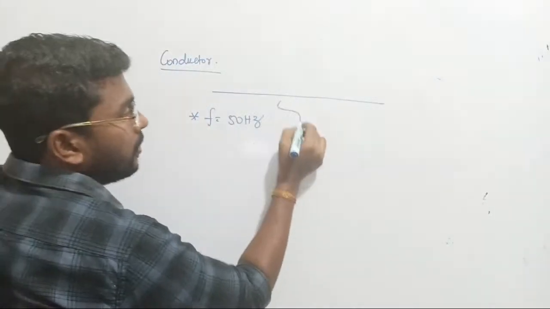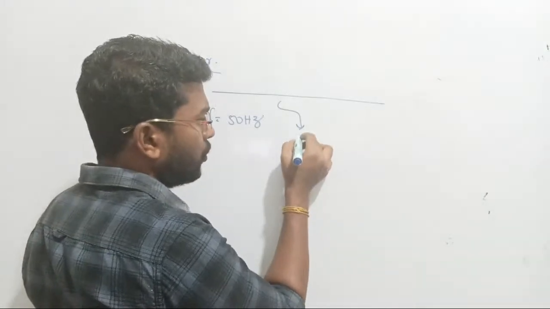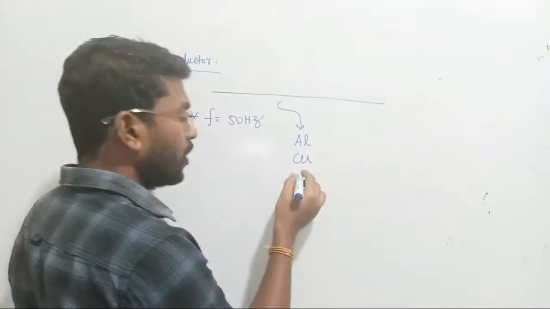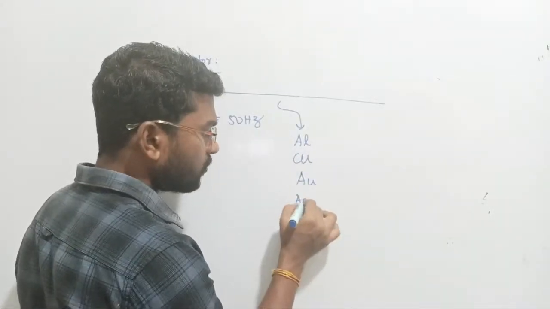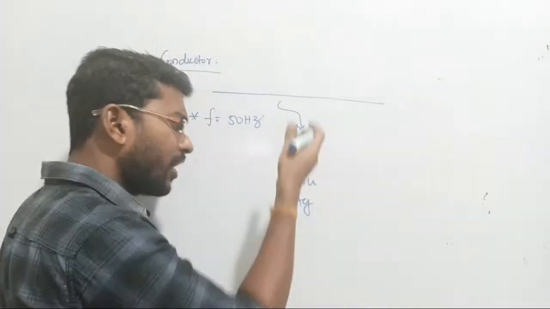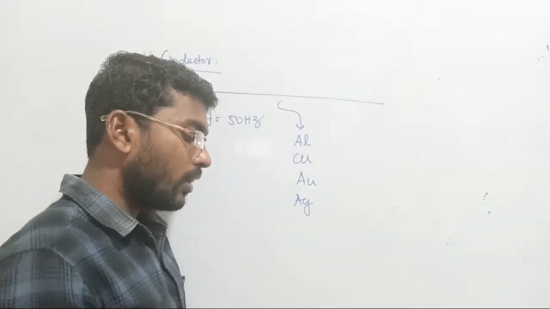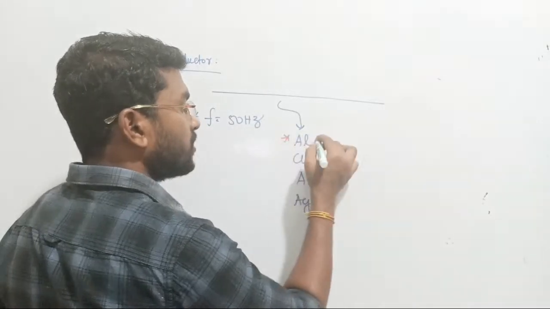Okay, sir. Now, let us see the classification. In the conductor, if you want to use aluminum, you can use. If you want to use copper, we can use. If you want to use gold, you can use. If you want to use silver, you can use. Whichever you want, you can use. There are many conductors. But which material are we going to use now? Let me tell you. In our transmission line, I am going to use aluminum.